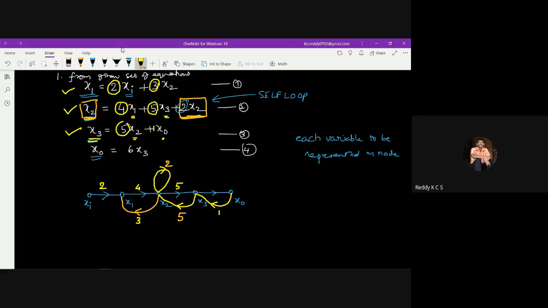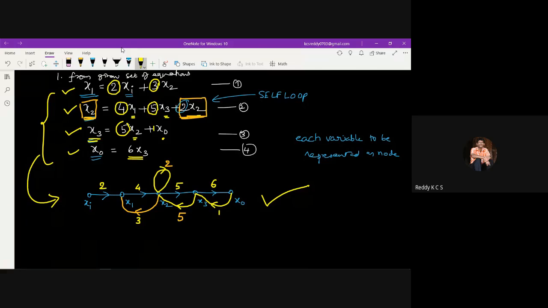Then finally the last equation is x0. So x0 is represented with 6 times the x3 signal. From the x3 signal, a branch gain of 6 has to be represented in the signal flow graph. This is what represents this set of equations in the form of a signal flow graph. So this is how we can write a signal flow graph for a given set of equations. So what we have done, first and foremost, is we need to find out what the independent variable is in this.